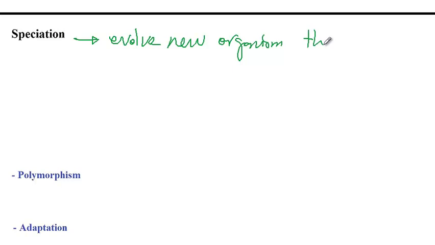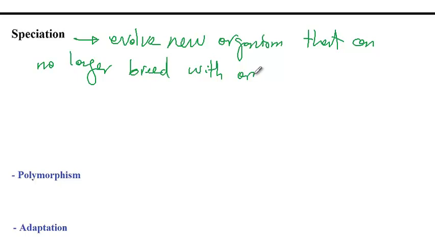that can no longer breed with the original species in order to yield fertile organisms.